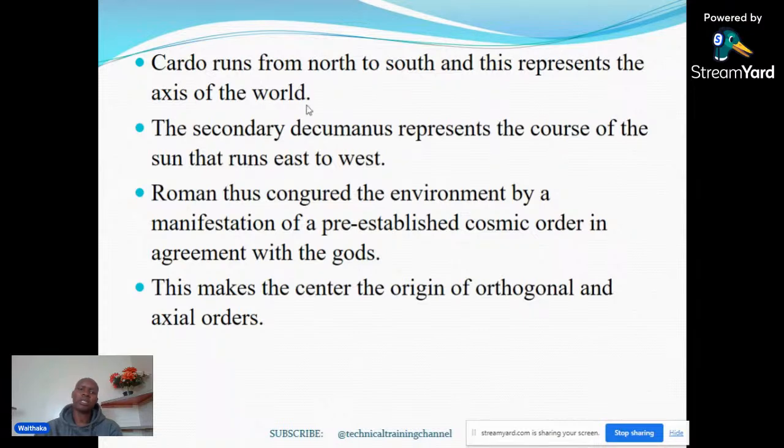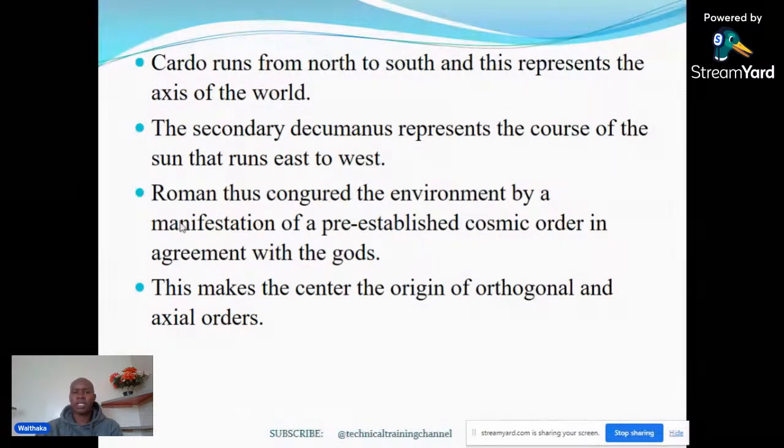So we saw this concept of orthogonal order in Egyptian architecture, and we are seeing the same thing being advanced by the Romans, where they are talking of the primary cardo and the secondary decumanus, where the cardo is the axis that is running north to south, and this represents the axis of the world. And then the way the sun moves east to west represents the secondary decumanus, which now gives us the orthogonal concept where the two interact at an angle of 90 degrees.